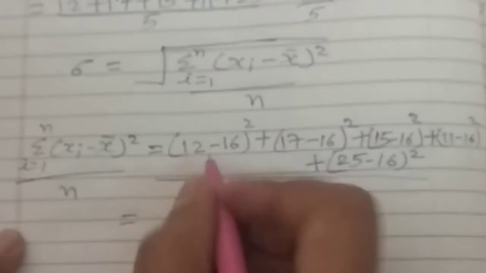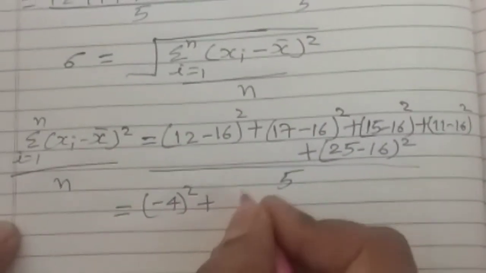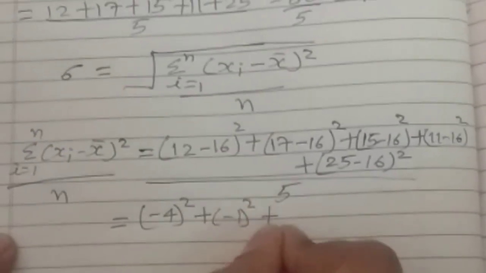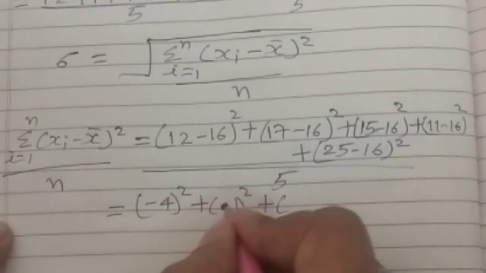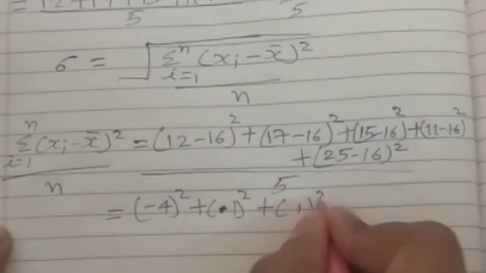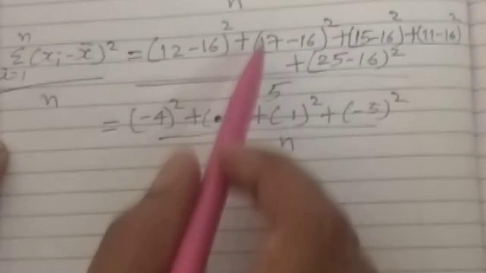12 minus 16 is how much? Minus 4, square of it, plus minus 1 square, sorry, it is 1 not minus 1, here it is minus 1 square, plus 11 minus 16 is minus 5 square, divided by 5. Actually I am finding everything that I have to get inside the square root, that is summation of xi minus x bar the whole square divided by n. Directly I will replace it in the formula and get the value of standard deviation.